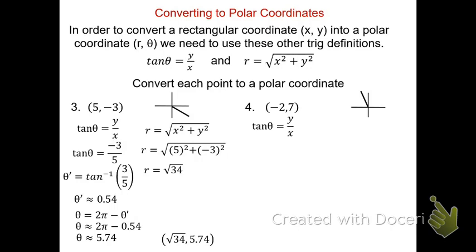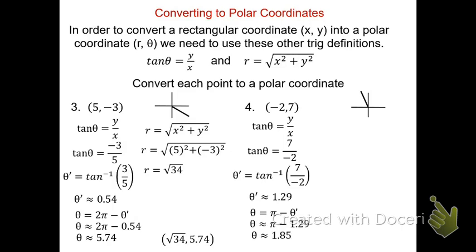Tangent is going to be y over x, which in this case is 7 over negative 2. Inverse tangent of positive 7/2 is going to be theta prime. And that's going to be about 1.29. Now to find actual theta, we're short of pi. So we're going to go pi minus the reference angle, in which case pi minus 1.29 is about 1.85. So there's theta, and now let's find the radius.